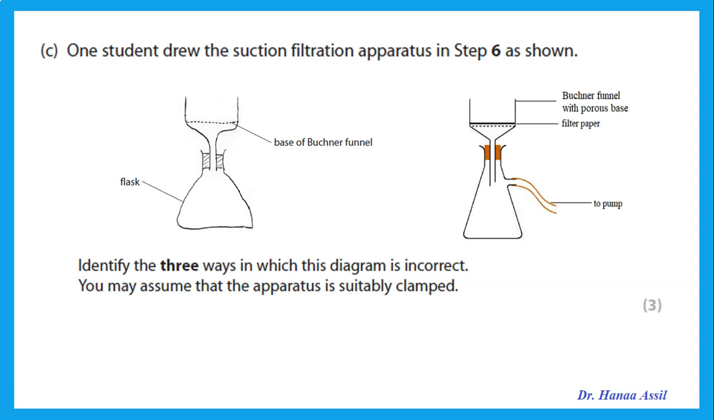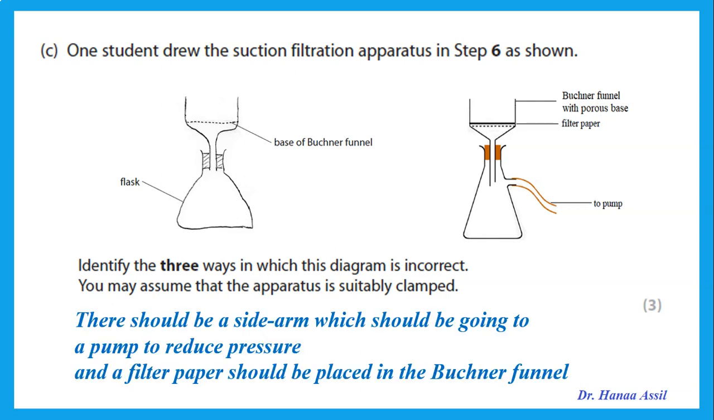So he has the Buchner funnel, but he did not put a filter paper. He needs a filter paper. And then he has the flask closed. We need a side arm to go to the pump, because the idea is we're trying to suck the solution through the Buchner funnel or through the filter paper so that we filter it efficiently. So what is wrong with this? There should be a side arm, that's one, and it should be going to a pump to reduce the pressure, and we need a filter paper placed in the Buchner funnel.